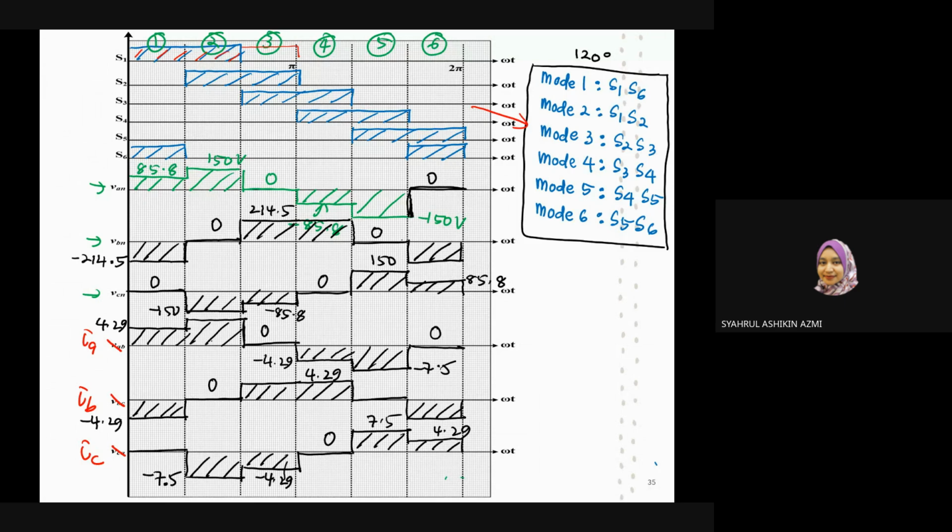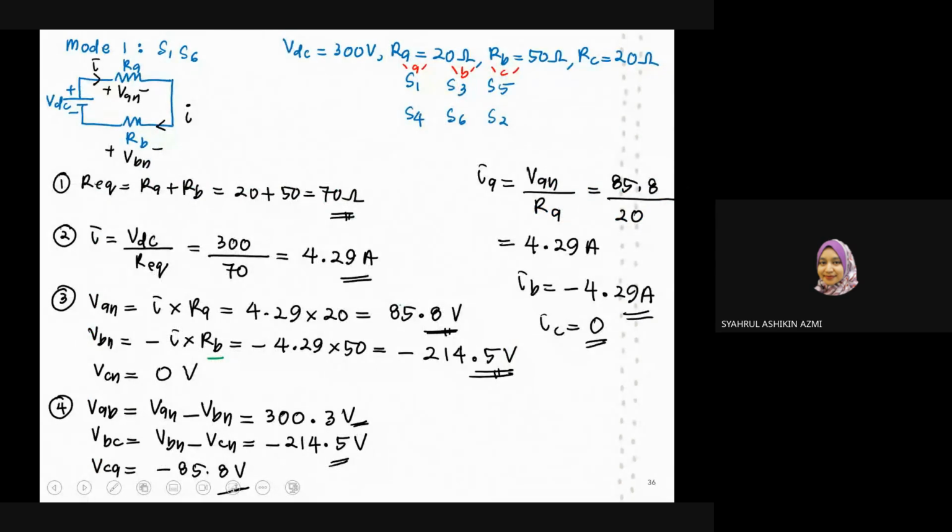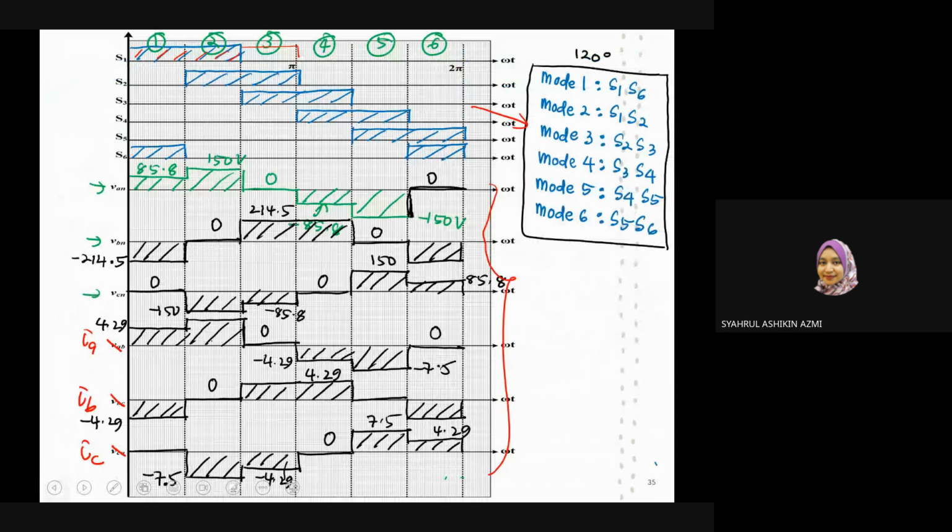Next, you'll be able to continue with the analysis using the equivalent circuit to find the level for the phase voltage and also phase current. So we'll start with mode number 1. For mode number 1, again, we will have S1 and S6. The switching sequence will be the same here. You need to follow this, and you'll be able to come up with this arrangement of the switching sequence from mode 1 to mode 6.